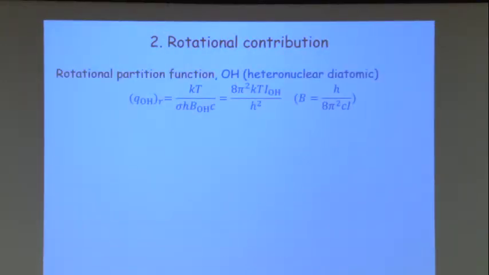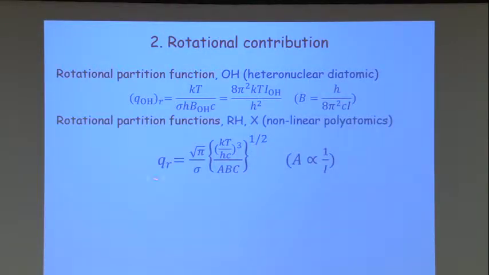Rotational contribution, that for OH, is a heteronuclear diatomic molecule. Q_OH is kT over sigma hBc. Sigma is unity because it's heteronuclear. And so we finish up with an expression that looks like that.